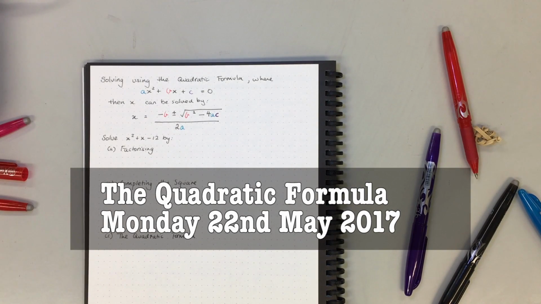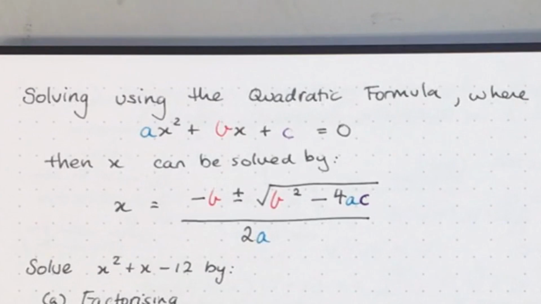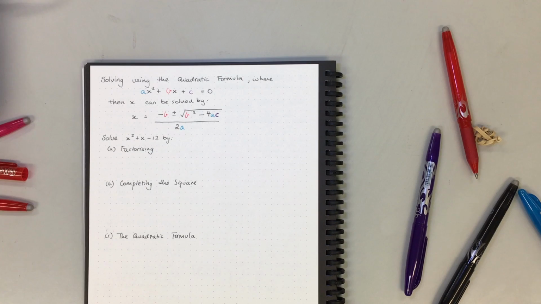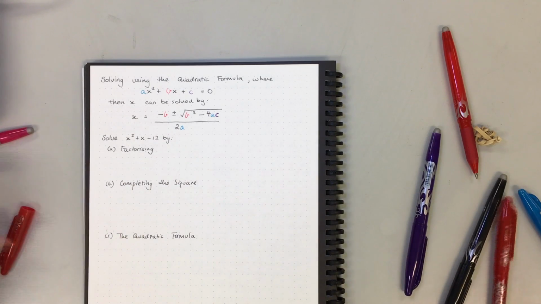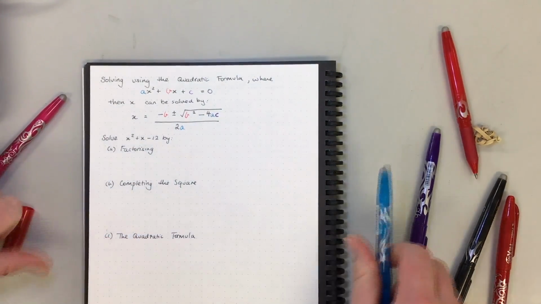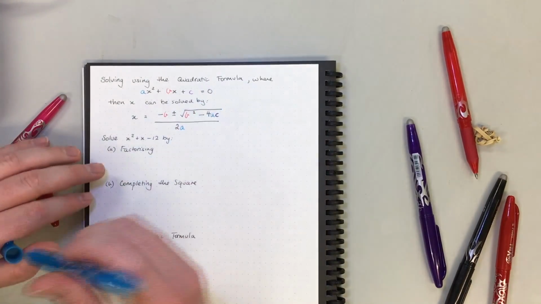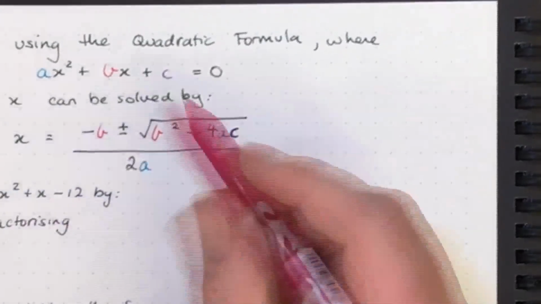Okay, so I'm going to look at solving using the quadratic formula, where ax squared plus bx plus c equals 0. So that's a quadratic that you'd be familiar with, just that we've replaced the numbers with letters. So I want to introduce this particular formula, and you'll eventually see where it comes from. But for the moment, I just want you to know one thing about it, which is a precursor to something a little bit later.